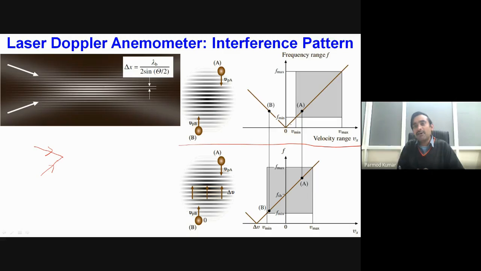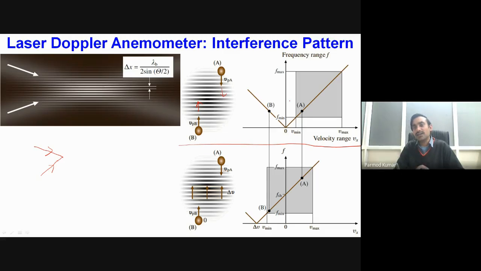Okay, now if we consider that we are having two particles, particle A and particle B, one is moving with velocity of particle A and one is moving with velocity of particle B. Now if both particles are moving in opposite directions, one moving downward and one moving upward, then on one side we will be having positive velocity and on the other side negative velocity.